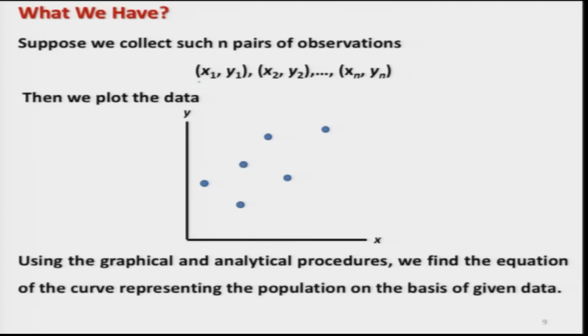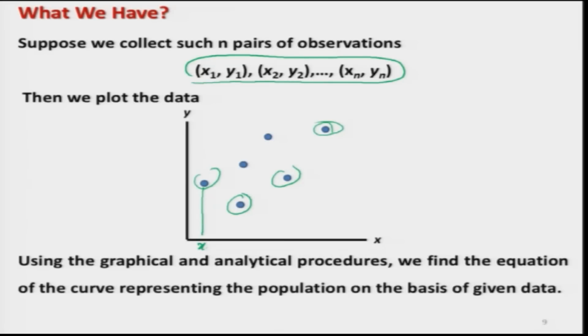Now, once we have obtained such paired observations x1, y1, x2, y2, up to xn, yn, the first information is given by the graphical plots. So, we try to plot this data on a scatter diagram. For example, I have just made it here; these are the points indicating the data points. Suppose this is x1, this is y1. So, this data point denotes the value x1, y1. Similarly, suppose this is x2, this indicates y2. So, this data point is the location of the point x2, y2, and so on, right.